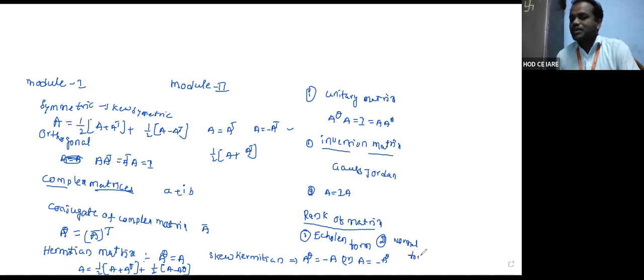The second method is the normal form. Normal form: for any matrix of any order, with the help of elementary row operations and column operations simultaneously, we can first do all the row operations and then the column operations. But don't be confused; we do row operation, column operation, row operation, column operation as needed. So you convert it into the form of the unit matrix, Ir.